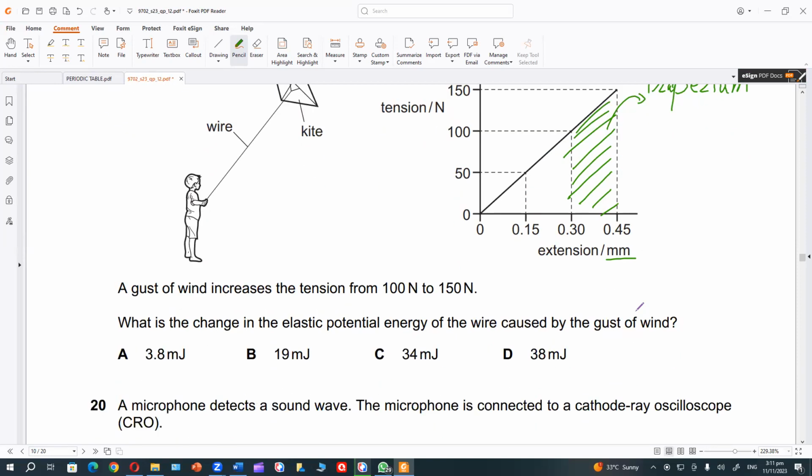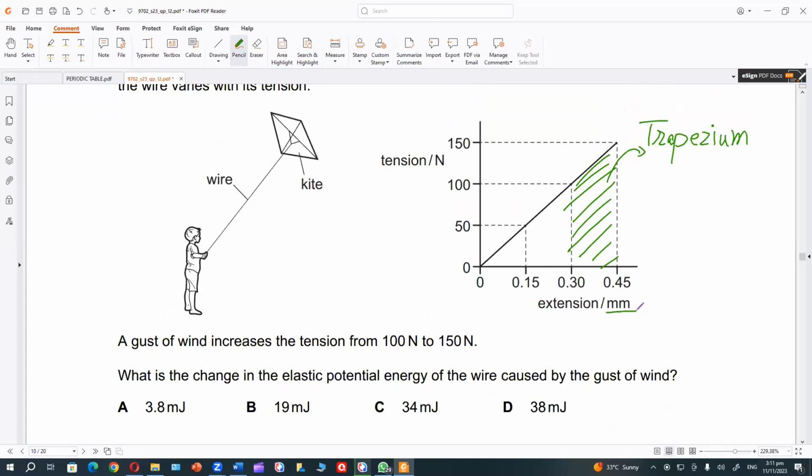19. So 19 is the question number, and you say 19 is the answer. Oh. Then he's not converting millimeter to meter.